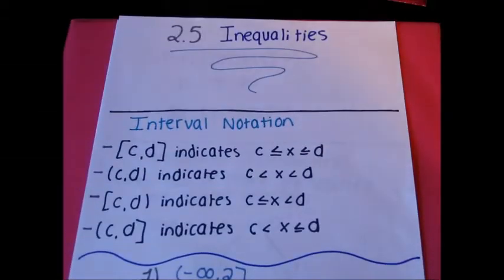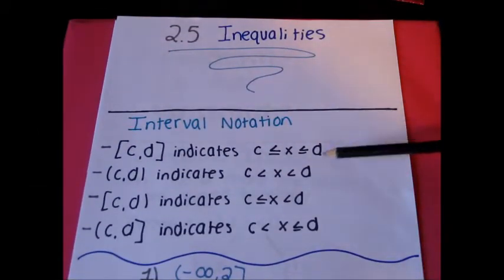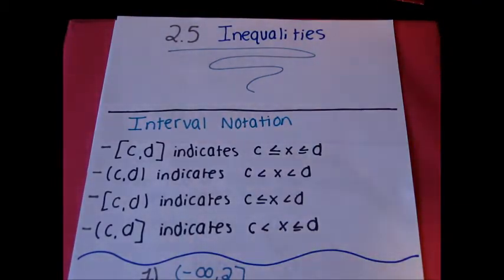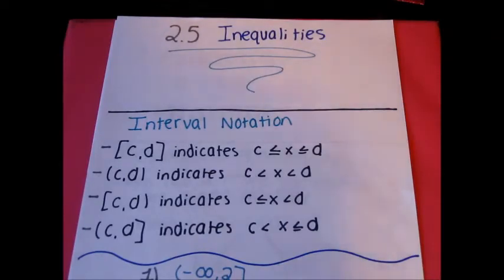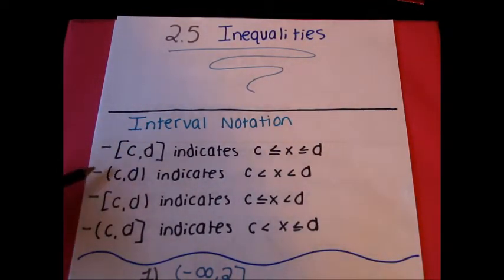Today we are taking a look at section 2.5. Before getting into the more specific problems and examples, we must learn interval notation. There are 4 different types of interval notation, and they all indicate whether or not the interval is closed, open, or halfway open. This first one is closed, and you can tell that it's closed because it has brackets around it. The second is open due to having parentheses, and the last 2 are halfway open because they have 1 parenthesis and 1 bracket.